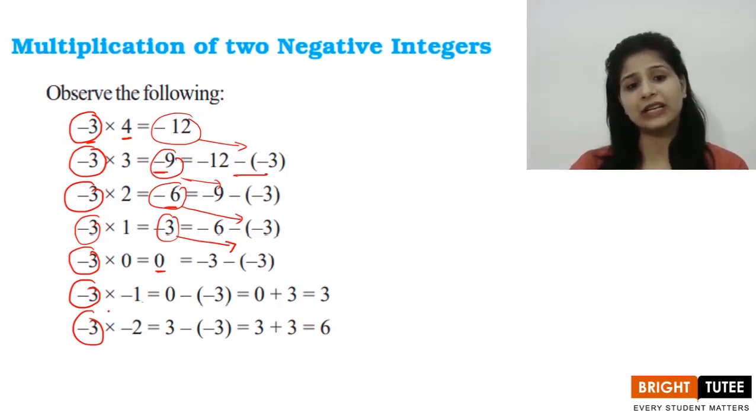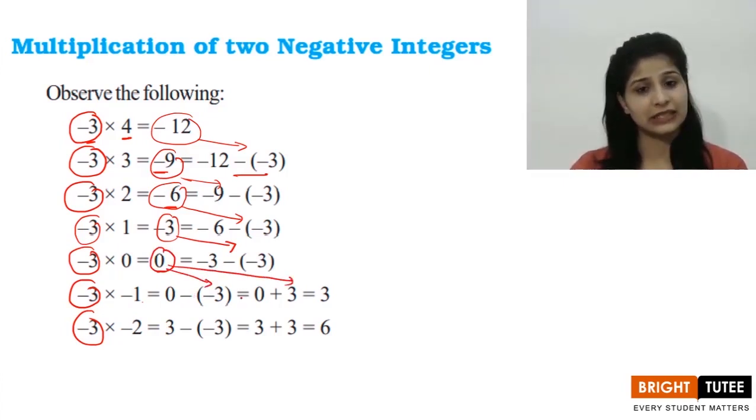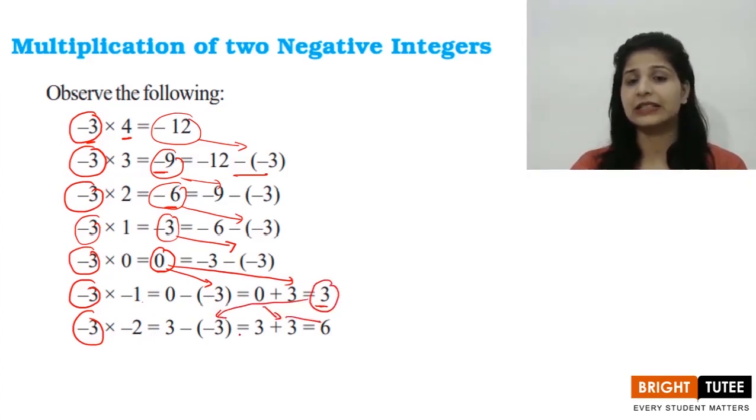When there are two negative integers, what will be the answer? But we know that whatever the answer we are getting from it, we are going to subtract what? We are going to subtract minus 3, and the answer is 3. Here in the next case we have minus 3 and minus 2. So from this we will subtract minus 3, and that gives us 3 plus 3, that is 6.